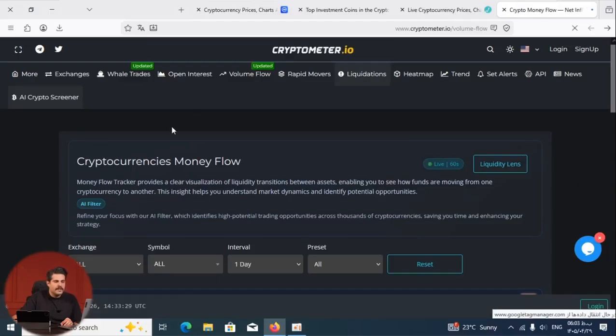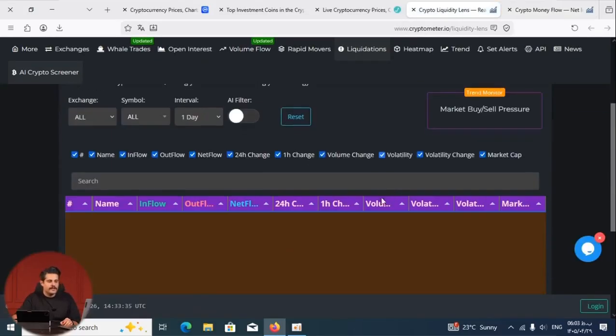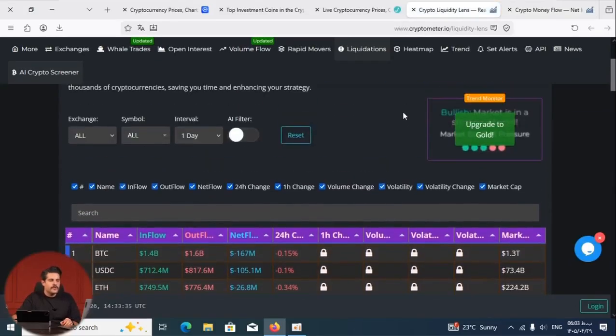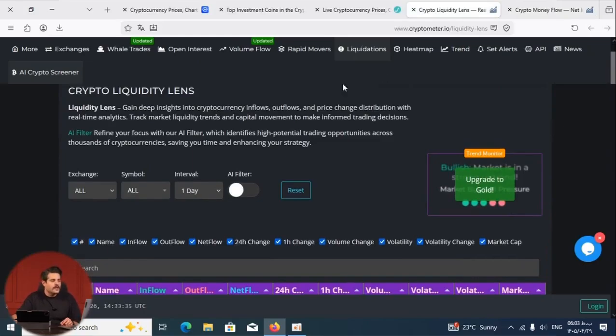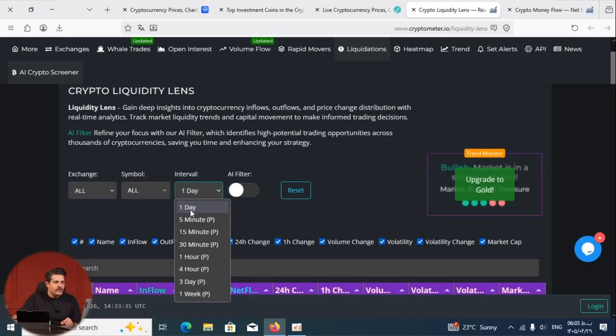I'll come to a page like this. At the top right, I have an option that says Liquidity Lens. I'll click on it again. What does it show? In the free version, in the interval or time, I can only access the data on a daily basis. And I'm giving you this strategy based on the free features of these strategies.